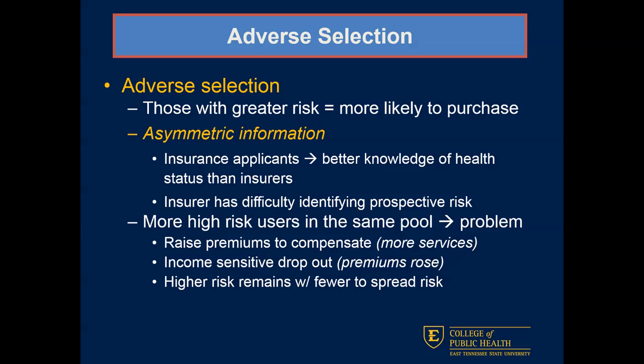So what that caused is we're going to have more high-risk users in the same pool as maybe our low risk, as our middle risk, which caused a problem. So we have a high risk who uses a lot of services, which is going to cause the premiums to come up because we have to compensate for the amount of services that they're using. So we had these income-sensitive populations start to drop out. They're very sensitive to how much they're paying. If they can't afford it, they're just going to drop the insurance, which, like we just said, would cause premiums to rise again and again. We can't spread the risk around.